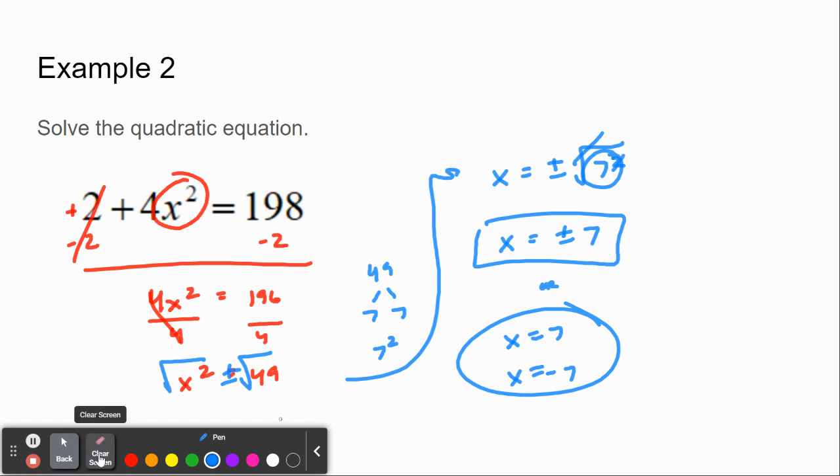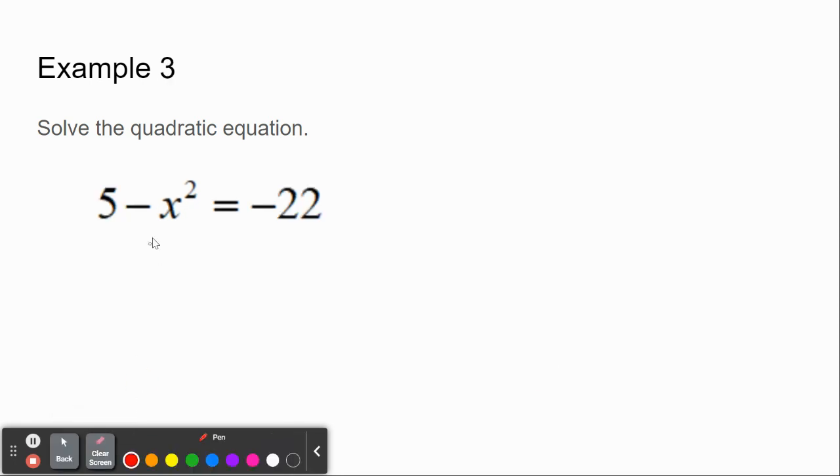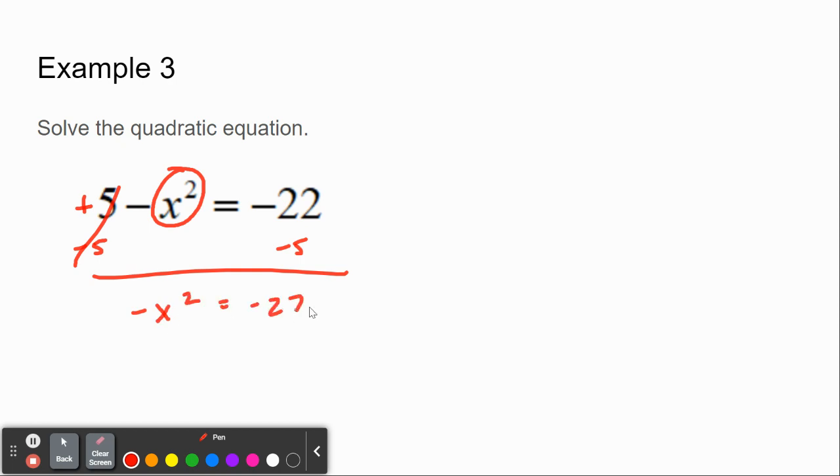Okay, next one. All right, here we go. So we have 5 minus x squared equals negative 22. Again, I want to get this x squared by itself. This is a positive 5, so we'll subtract 5 on both sides. So I have negative x squared equals negative 27. This is a negative 1 in front of the x squared, so we're going to divide both sides by that negative 1. And I will get x squared equals positive 27.